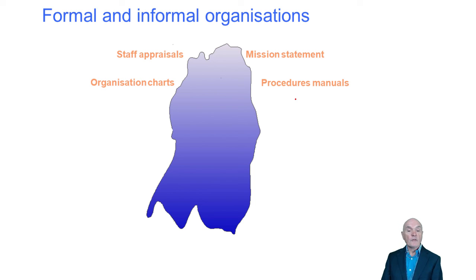And finally, we have formal and informal organizations. Formal stuff is basically what's written down. So the organization chart, probably written down. Procedures manuals, written down. A mission statement, kind of saying what the organization is for, what its values are, written down. Staff appraisals, written down. Your training record, written down, and so on. This is all the stuff management knows about and management causes or is responsible.